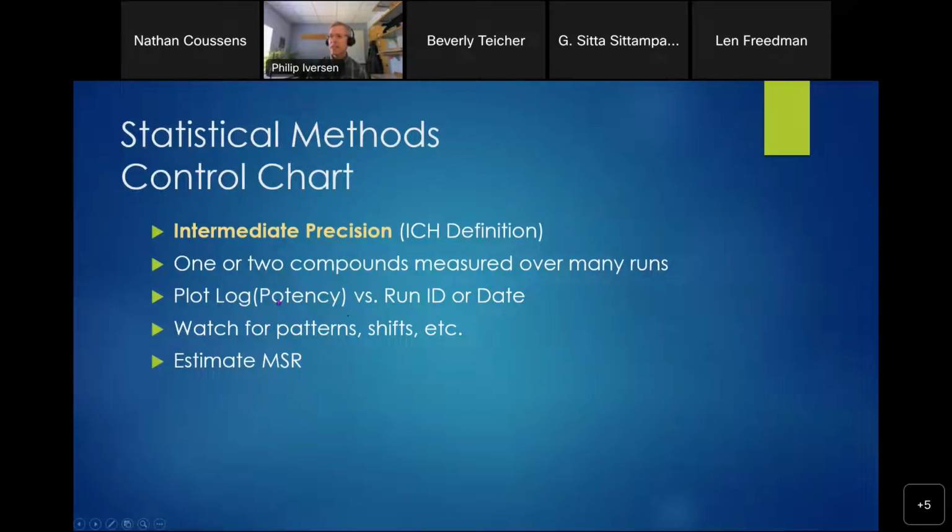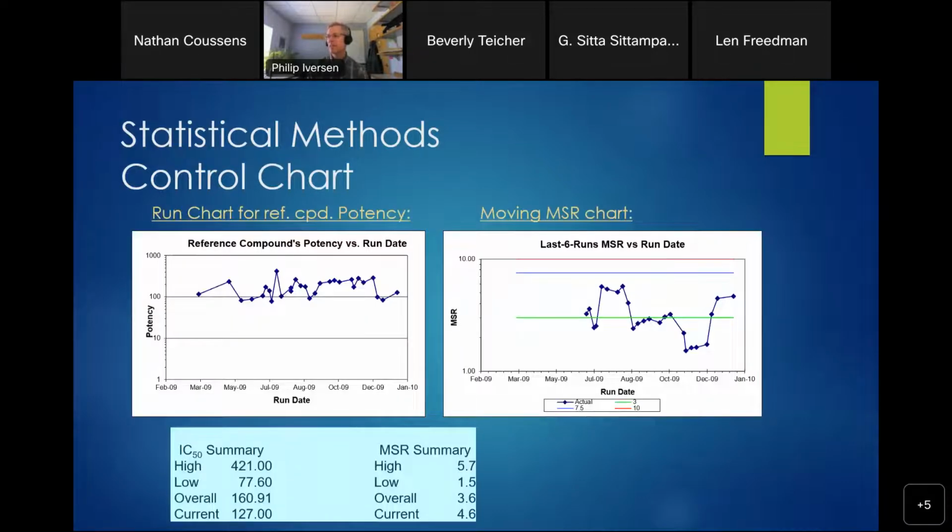So thinking about an in vitro potency assay, we can plot the log potency versus run number, run ID, or run date. And we can learn a lot just by looking, watching for patterns and shifts, et cetera. And now we can estimate what we call an overall MSR, an MSR that captures both between run and within run variability. It gives us a more realistic picture of the performance of the assay.